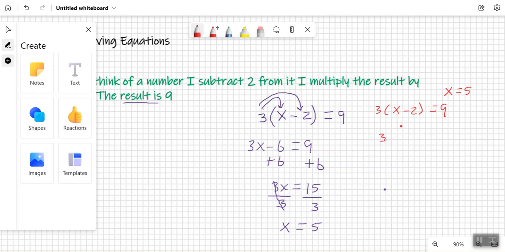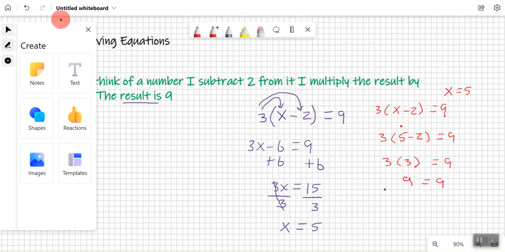So it's going to be 3 times 5 minus 2 is equal to 9. So we have to work out what's inside the brackets first. Remember, the order of operations, we have to do what's inside brackets first. So it's going to be 3 times 3. So 5 minus 2 is equal to 3. And we see this means 3 multiplied by 3, which is 9. So 9 is equal to 9.